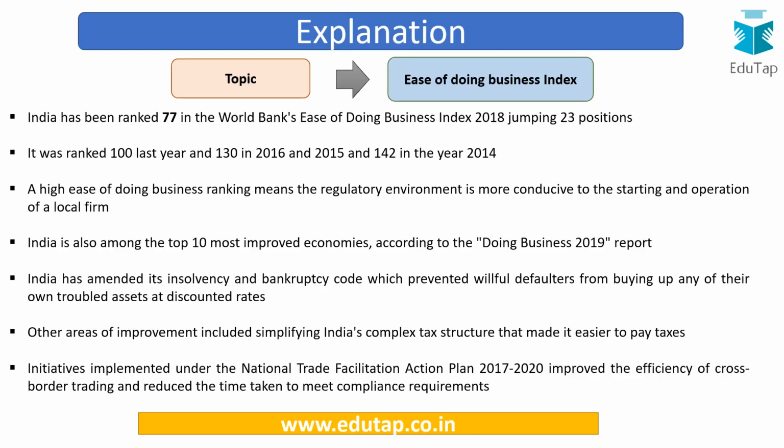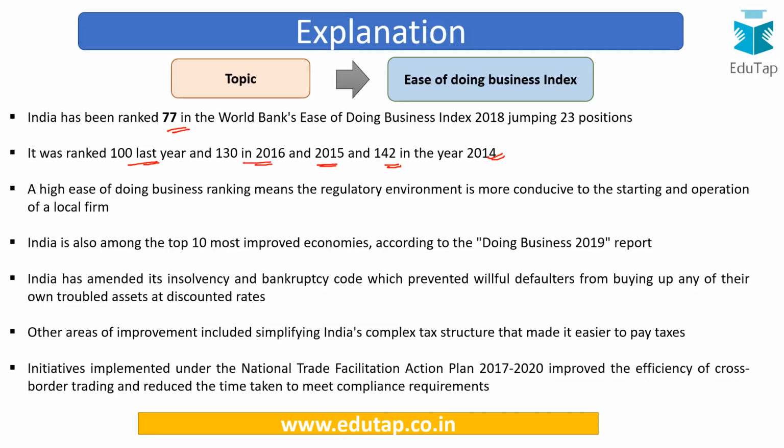See, India has been ranked 77. You can just go through it once. It was ranked 100 last year and 130 in 2016 and 2015 both. So you see, India has been consistently improving the rank from 142 in 2014. Particularly 2014 is important because that is the time when the present government of Prime Minister Narendra Modi took over, and they have taken a lot of steps in this direction. So till that time, in 2018-19, the index has ranked India at 77.